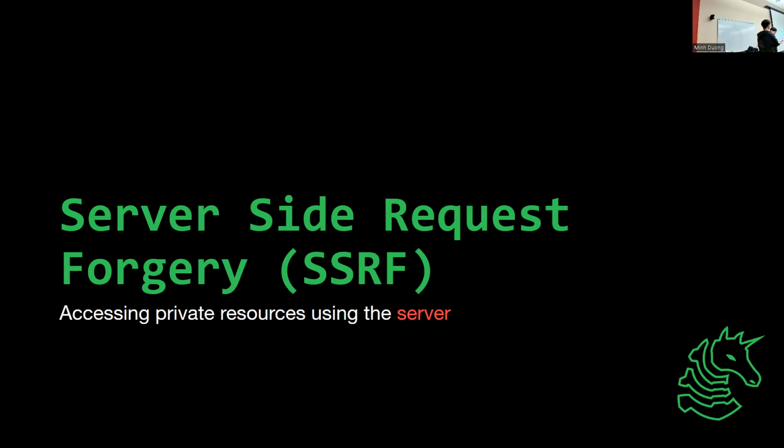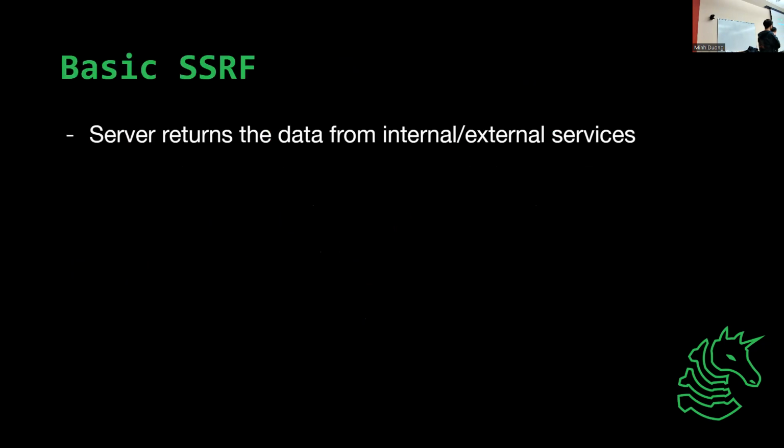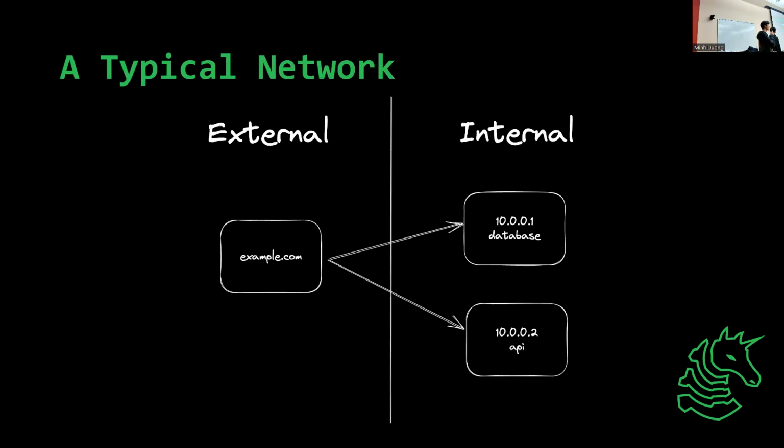So now we're going to pivot to SSRF, which is also known as server-side request forgery. The most basic form of SSRF is where you query a server with an arbitrary URL, and the server will request that URL and return the contents to you. And today, this is a typical network diagram of an app, where there's a variant of it.